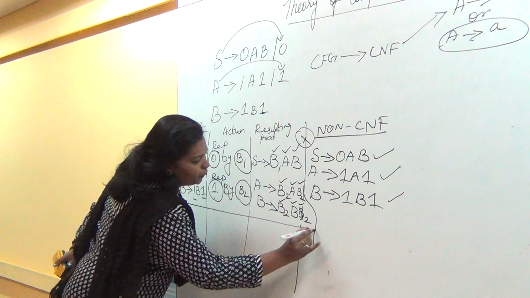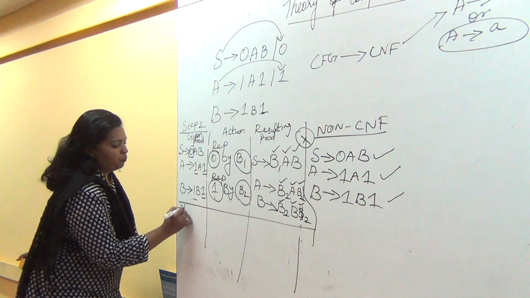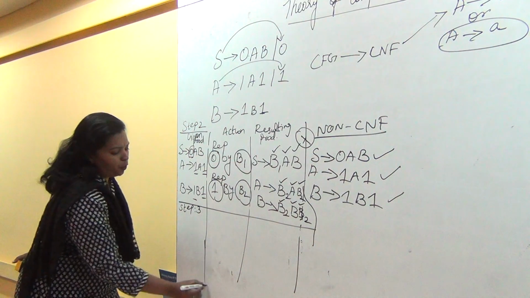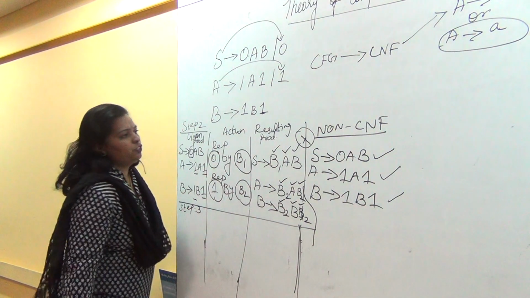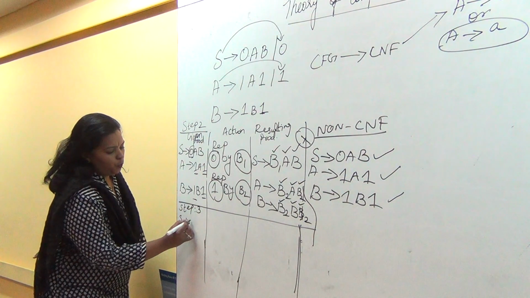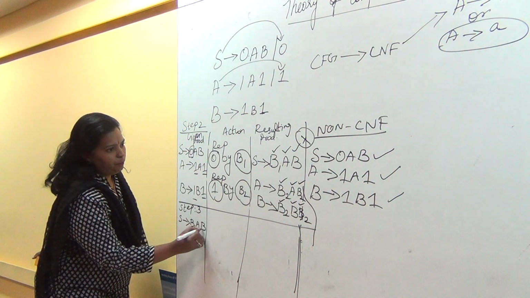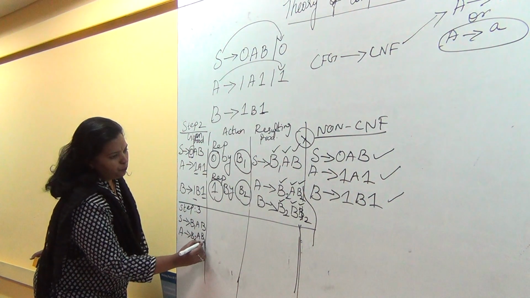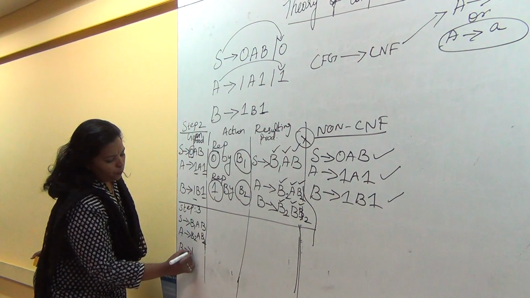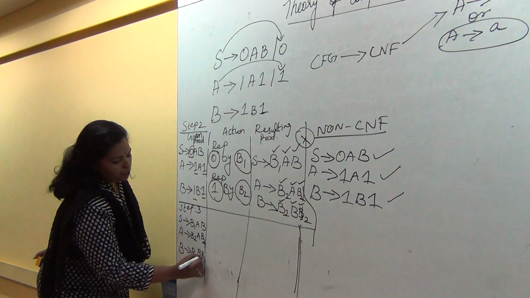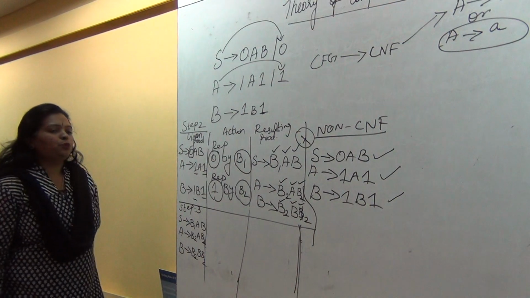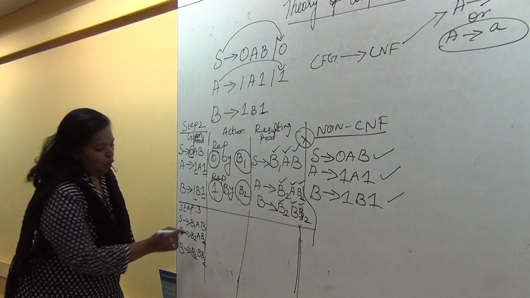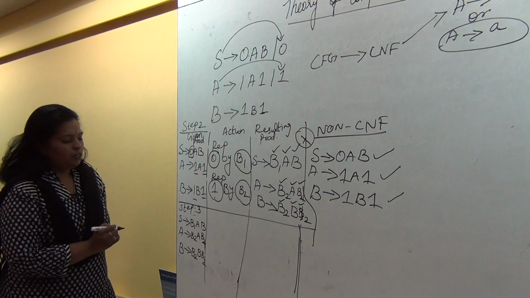How are we going to do it in the next step? Step 3. We will write the resulting production over here as the given production to do the further replacement process. S tends to B1, A, B. A tends to B2, A, B2. B tends to B2, B, B2. Now, again we need to do the replacement.